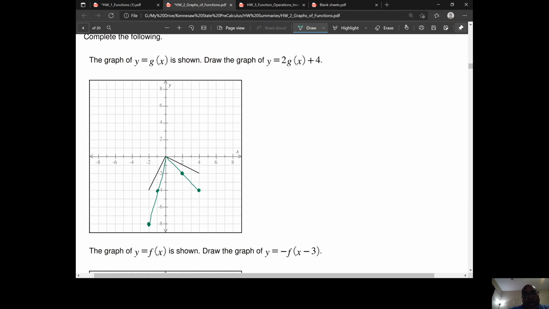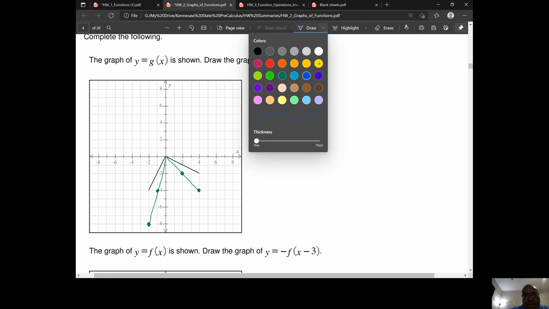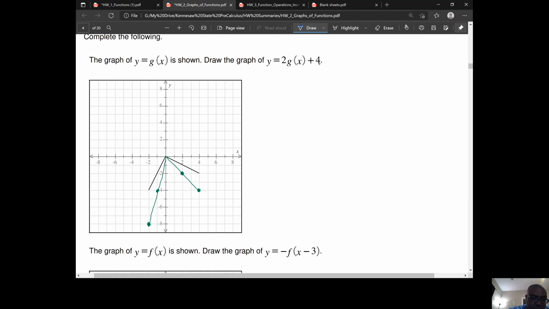Now we're going to shift everyone up 4, and we're going to change colors. We'll go back to blue. So 0, 1, 2, 3, 4. Then 1, 2, 3, 4 for each of the points. So this does that. The blue is the final graph.